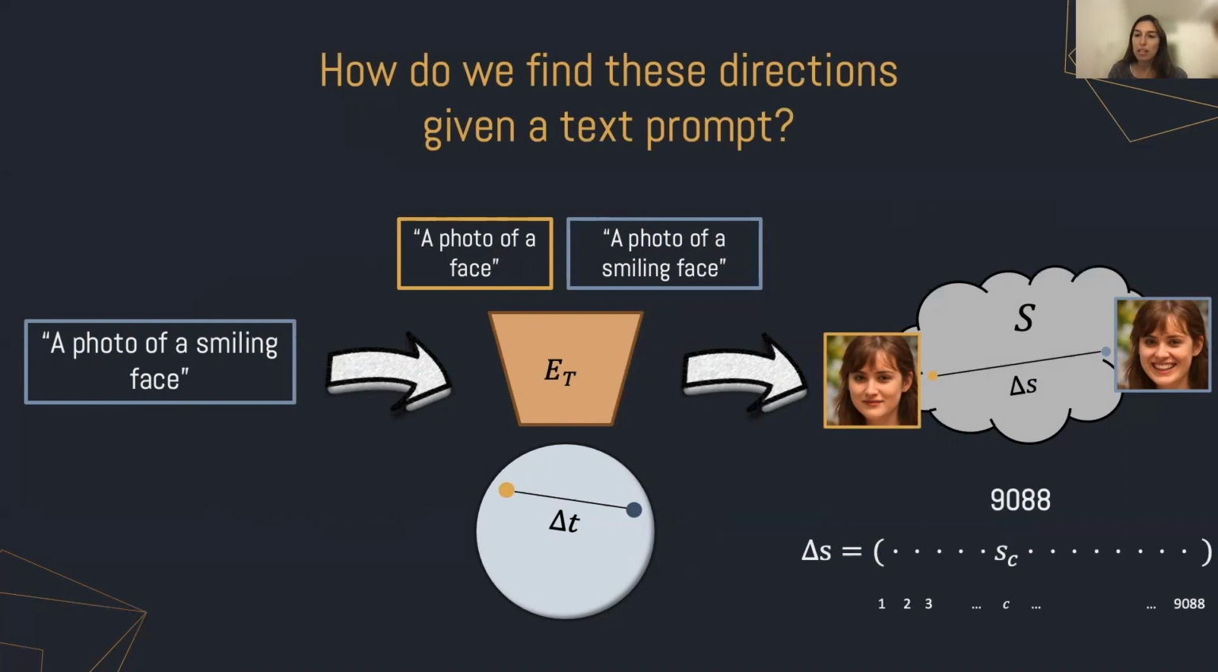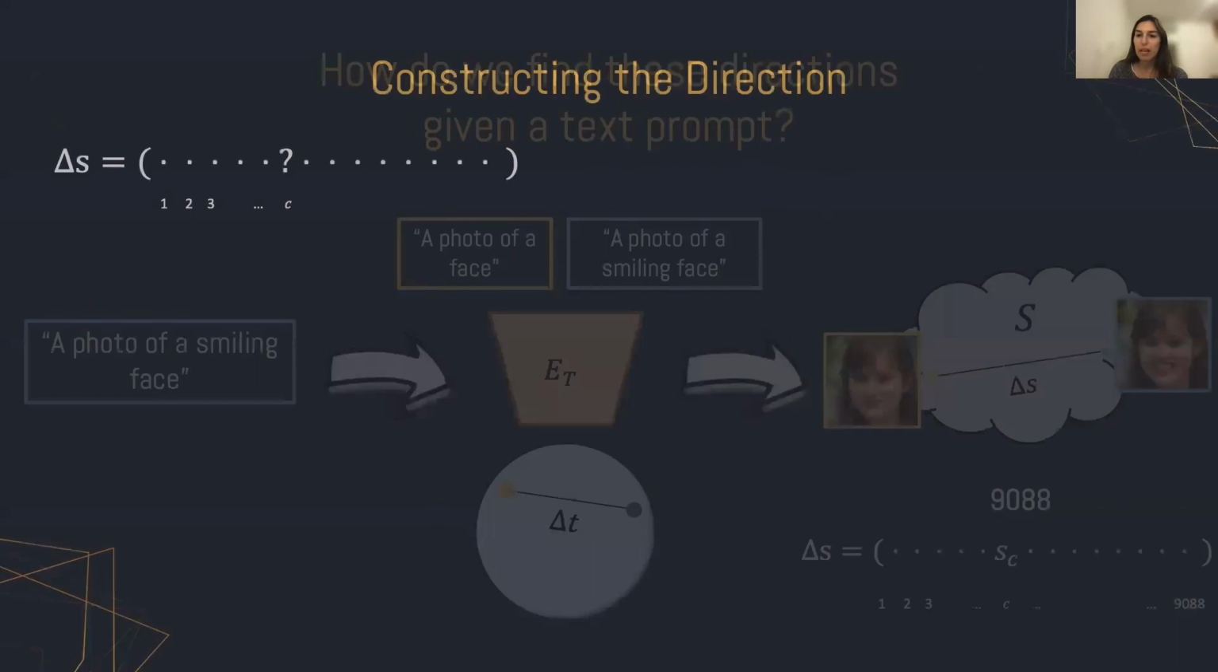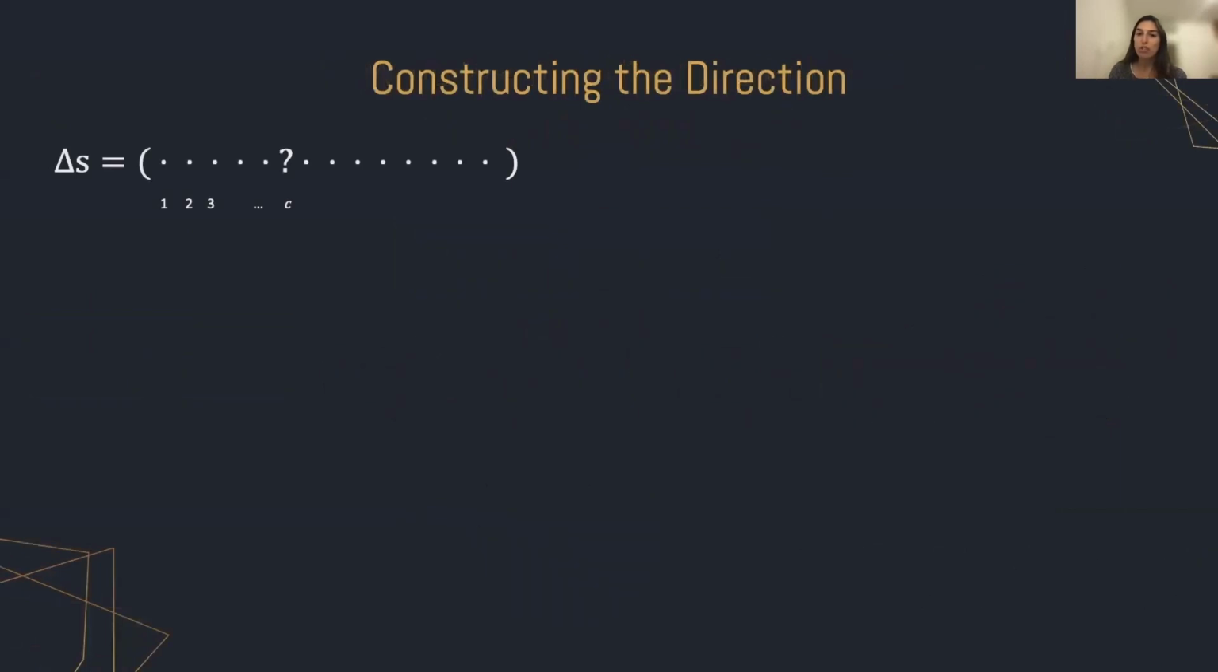This direction in style space consists of 9,088 dimensions, which is the number of channels in style space. So for each channel, we measure how much the direction of that channel in CLIP space is parallel to the text direction. More specifically, I will now explain the process for each channel.